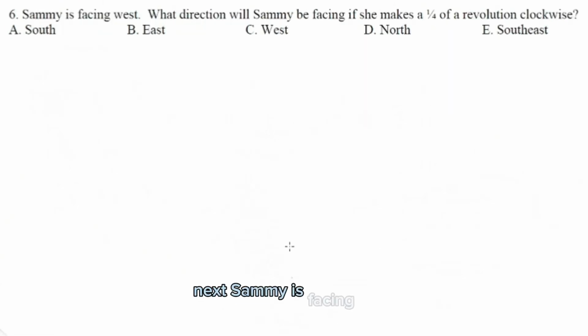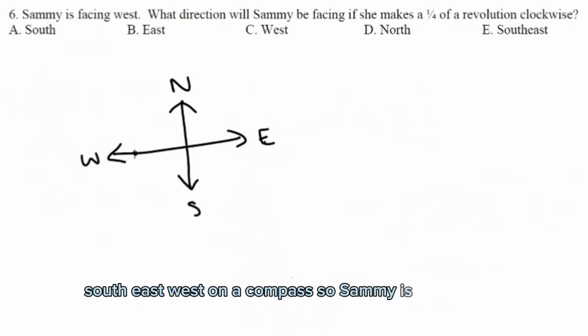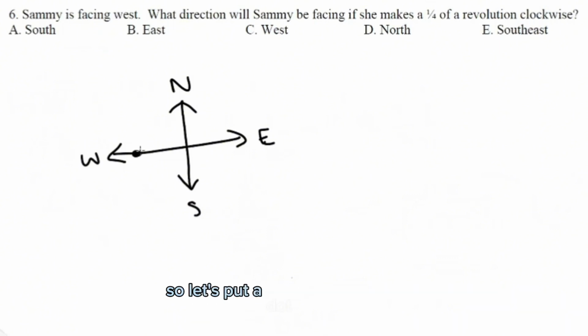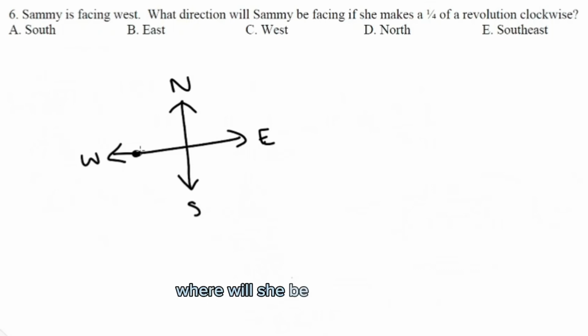Next, Sammy is facing west. What direction will Sammy be facing if she makes a 1/4 of a revolution clockwise? Alright, so let's draw a compass quickly. So you have north, south, east, west on a compass. So Sammy is facing west. So let's put a dot there for Sammy. So if she makes a 1/4 of a revolution clockwise, where will she be facing?